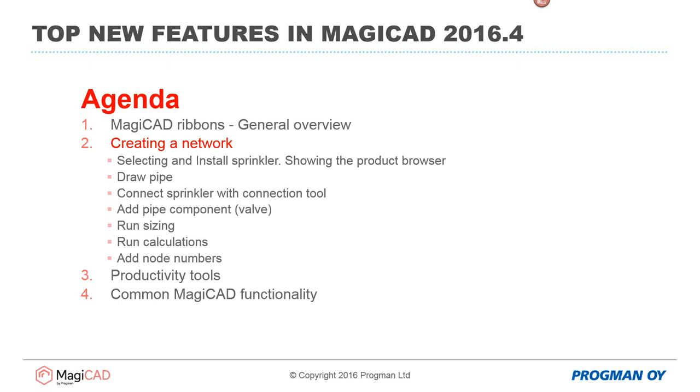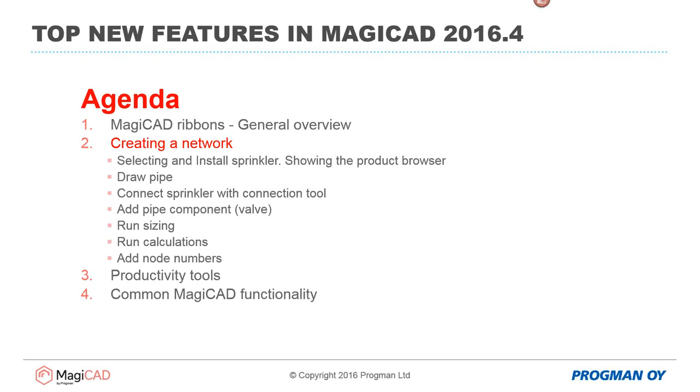Then we will look at how to draw pipes with MagiCAD functionality. We will look at the connection tool that we have to connect sprinklers to pipes. We will look at how to place, for instance, a valve into the system. We have a simpler sizing function. The sizing function is so that you say that you want a certain diameter of the pipe when we have a certain amount of sprinkler heads attached to it.